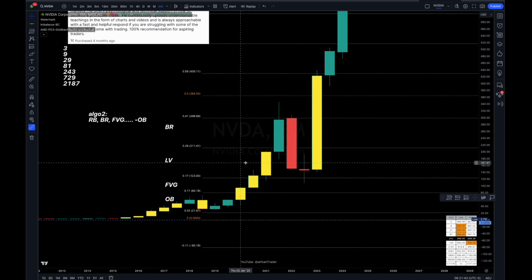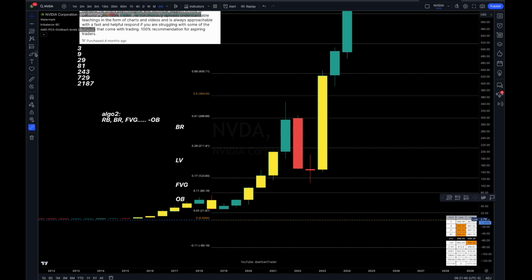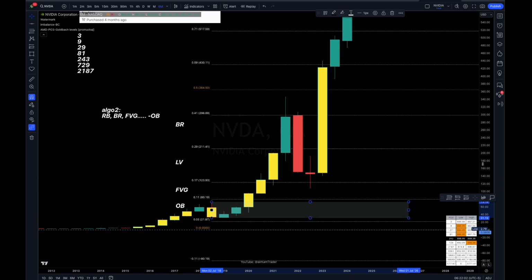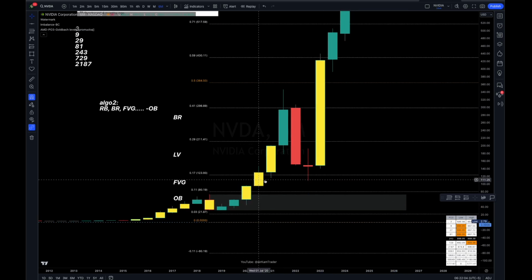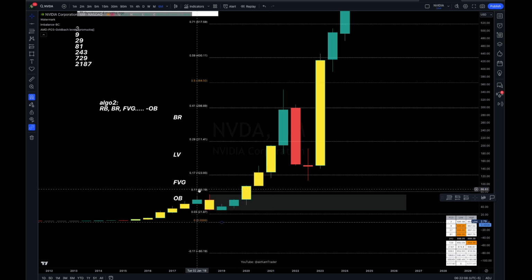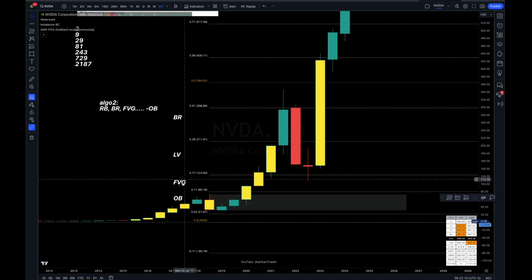So what do we have here? We have a down close candle in the order block partition. This is your order block. Okay. What do we have here? We have a fair value gap in the fair value gap partition.